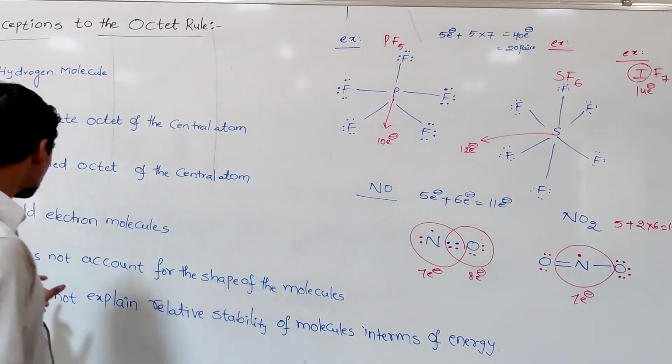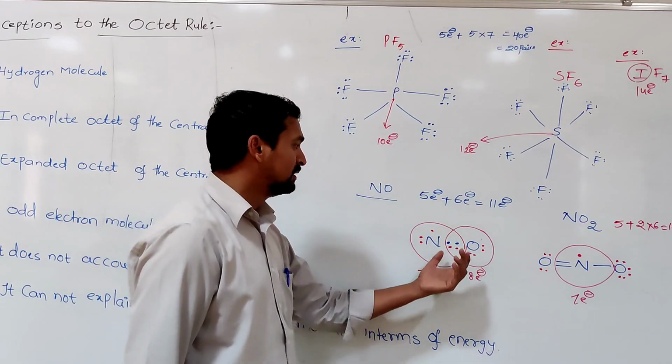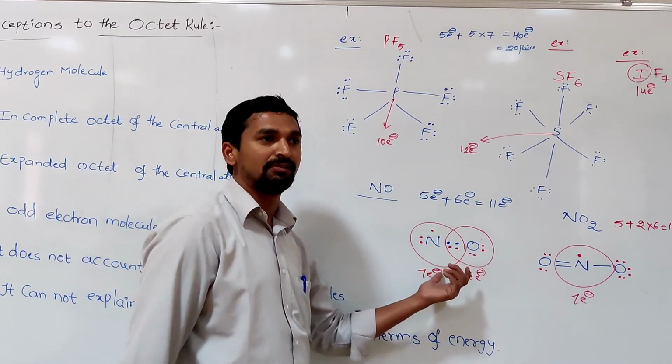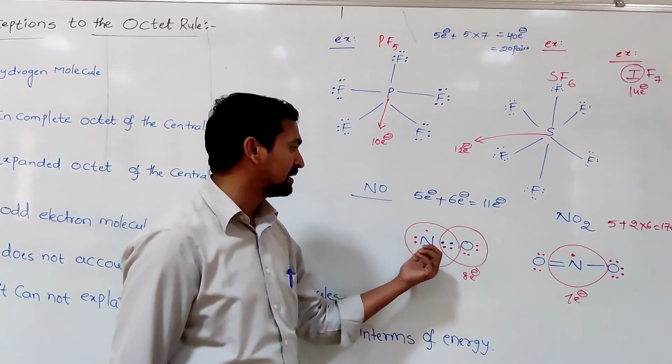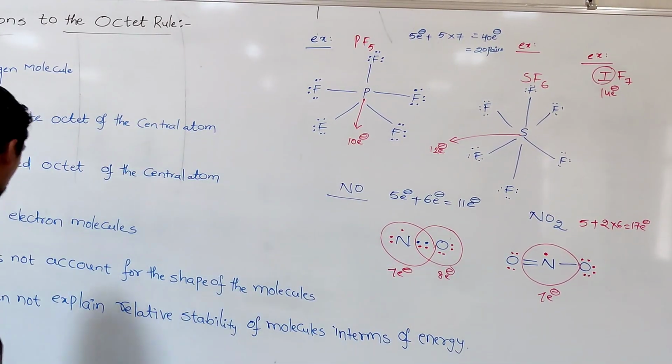So that means here, in odd electron molecules like NO or NO2, some of the atoms are fulfilling the octet configuration, but the central atom, like nitrogen, does not fulfill the octet. However, it is said to be a stable molecule.